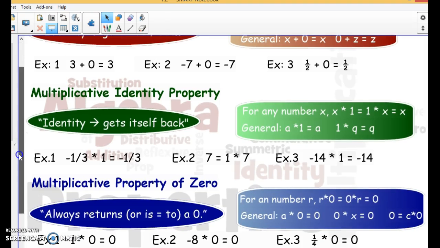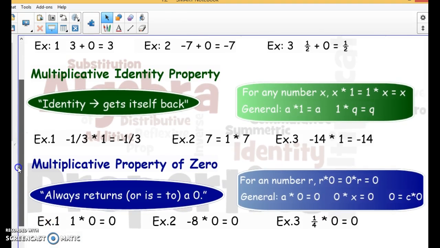Then there's the multiplicative identity. So the same thing, we're not changing the number. Since it's multiplicative, we are multiplying by 1. So any of these examples, 7 times 1 is 7. Negative 14 times 1 is still negative 14. We're not really changing the answer because it's just the identity. It's not going to change.